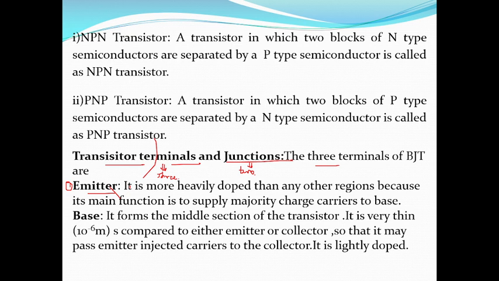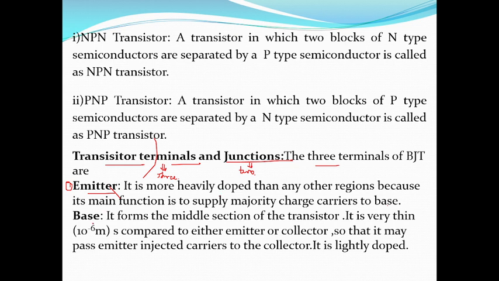See here, the emitter is heavily doped. The emitter region is heavily doped with impurities, more than any other region. The main function of the emitter is to supply majority charge carriers to the base. So the emitter region is heavily doped.